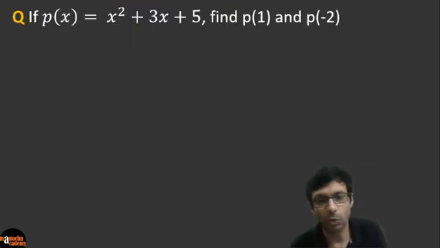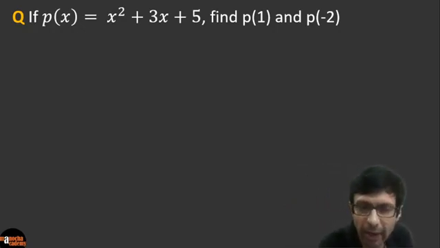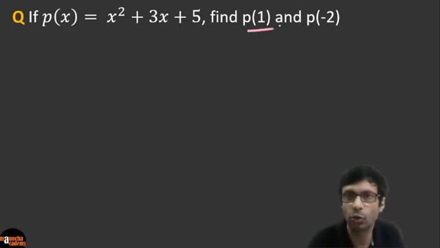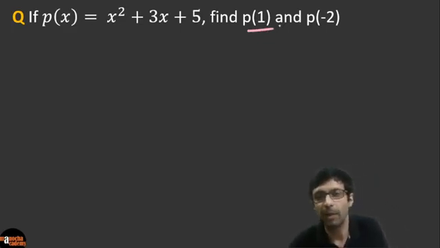So now let's try this question. If you are given p(x) equal to x square plus 3x plus 5, guys, can you quickly calculate p of 1 for me? Let's do the two parts, find p of 1 and p of minus 2.